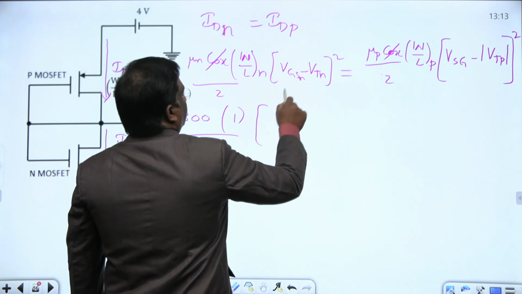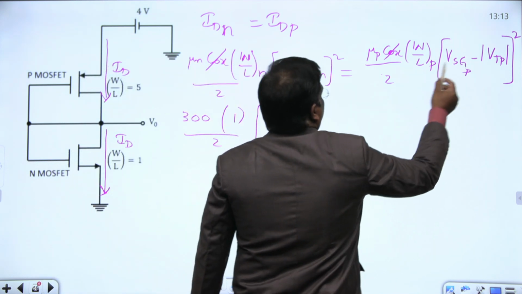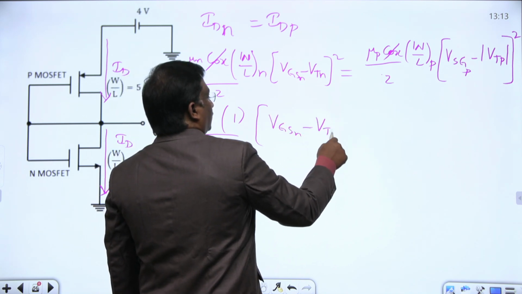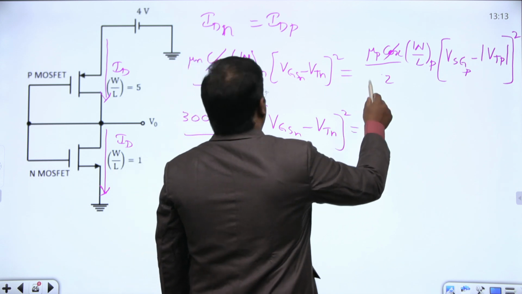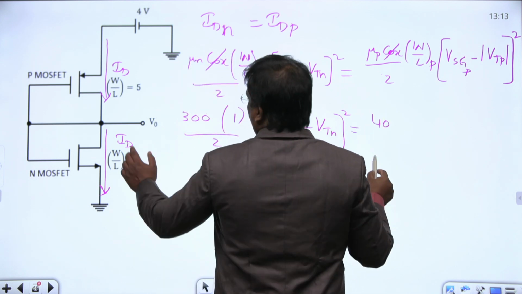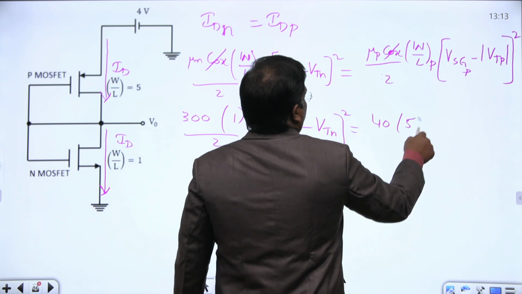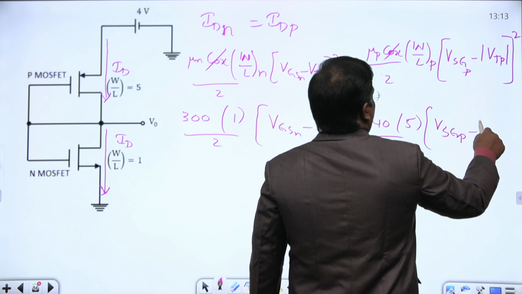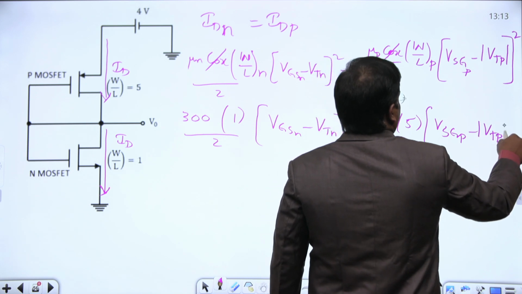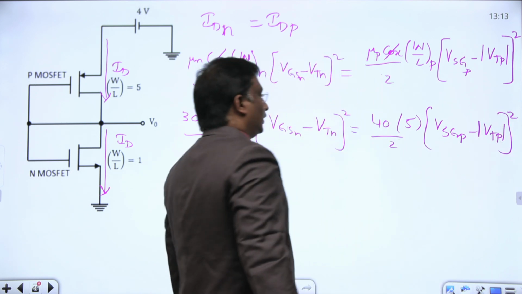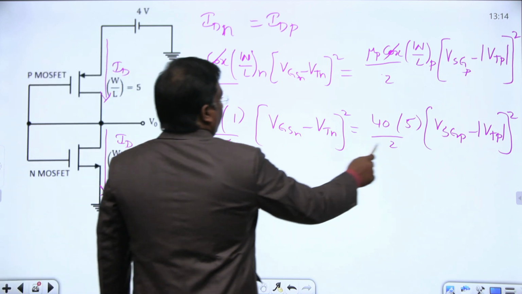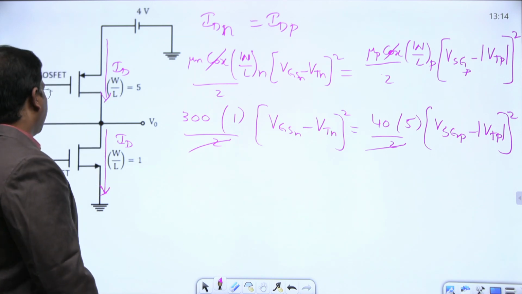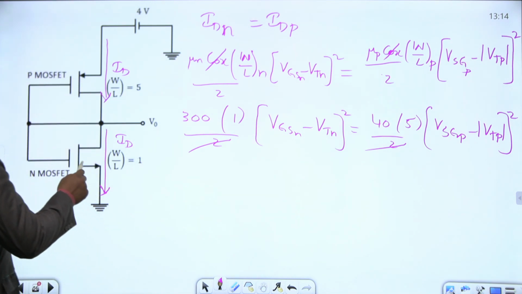This is VGSN minus VTN whole square equal to mu P. What is mu P? 40. What is W by L of PMOS? 5 divided by 2, into VSGP minus mod VTP whole square. Okay, right. This 2 also gets cancelled here. Everyone, right. Here, what is the gate voltage of NMOS?